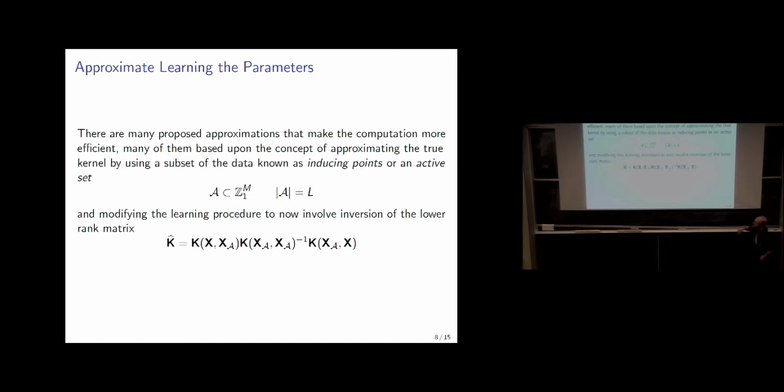And the whole idea with these sort of schemes is always to approximate the true kernel matrix with a low-rank decomposition that only involves the inversion over your choice of inducing points, over your active set, which by construction is going to be smaller than the total number of data points.